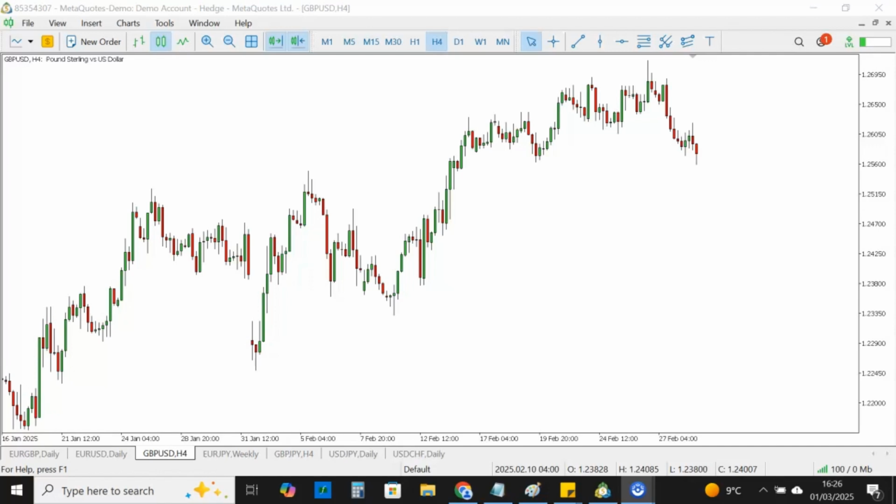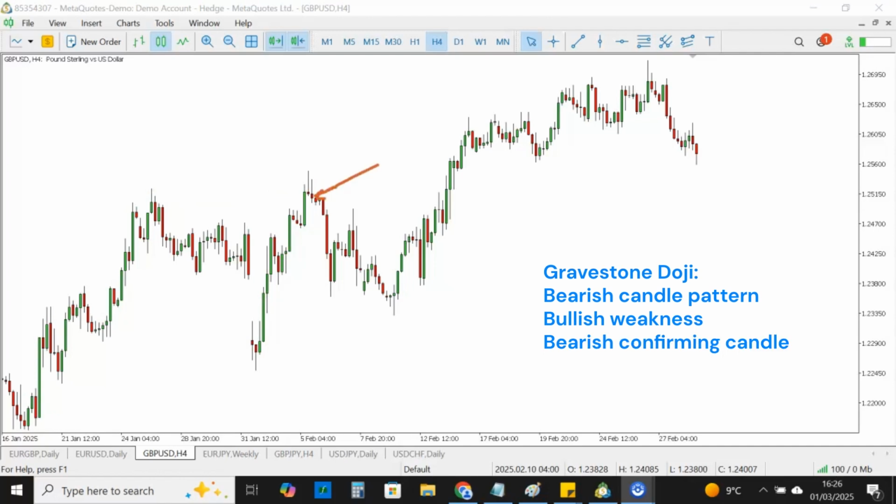So just a quick recap. The Gravestone Doji is a bearish candlestick pattern. It's got a long upper wick, small body, little to no lower wick, signaling a bearish reversal. How does it help us? It indicates bullish weakness, possible trend reversal, and it helps spot short opportunities or to exit long trades. To identify it properly, you look for it after an uptrend, forming at key resistance levels. You'd need a bearish confirmation candle afterwards, and if you are watching the volume, higher volume does strengthen the signal.